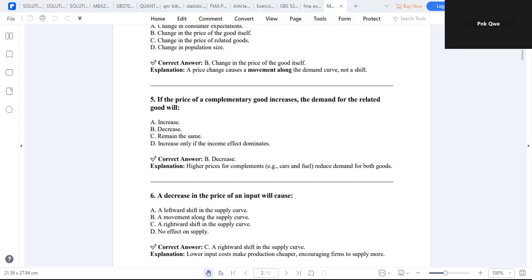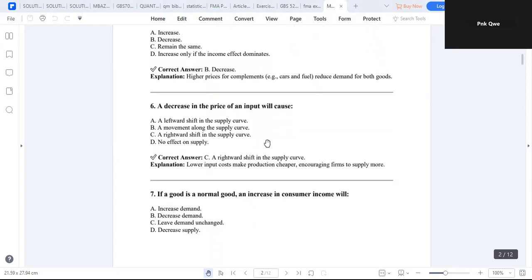So the principle here is that demand for a complementary good is negatively related to the price. If one goes up, what will happen? The other will go down. That's the meaning of negatively related. So if the price of a complementary good increases, the demand for the related good will decrease. The answer is B.